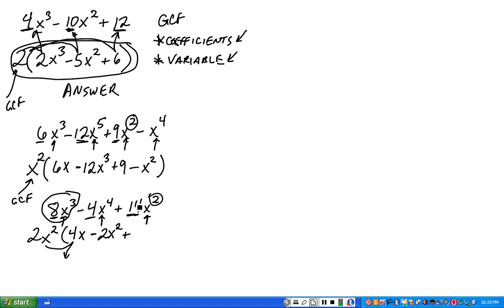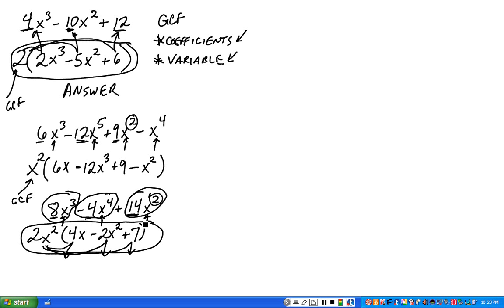Okay, plus, alright, so now if I took my GCF and multiplied it by this, it would give me that, right? And then the last term, the third term, is 14. So 14 divided by the 2 that I pull out leaves me 7. The x's would cancel, and that would be it. So if I took my 2x squared, multiplied it by 7, it would give me my last term. Alright, so again, this is the answer.